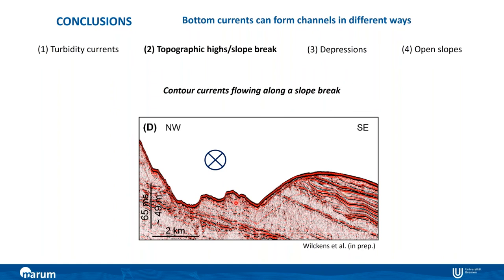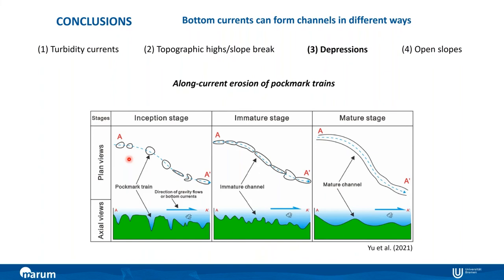Well, depressions can also change locally the flow properties near the seafloor, and they can also generate enhanced currents in the flanks in the direction of the bottom currents that, when these depressions are aligned, could result in the formation of a channel.